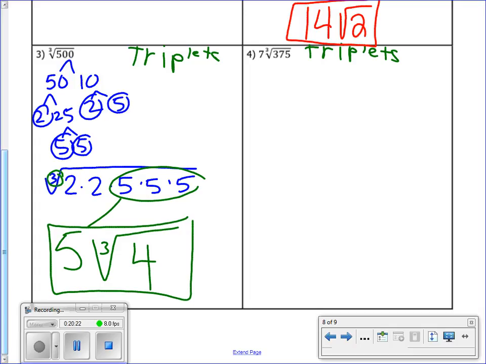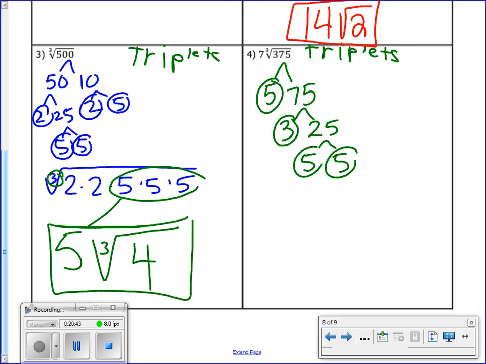Number 4 is 375. Again, this is the cubed root. 375 breaks down to 5 and 75. 75 breaks down to 3 and 25. 25 breaks down to 5 and 5. So we have 7 on the outside, cubed root, 3 times 5 times 5 times 5.